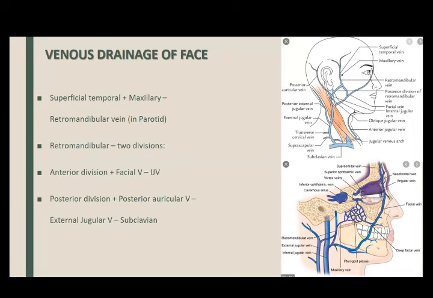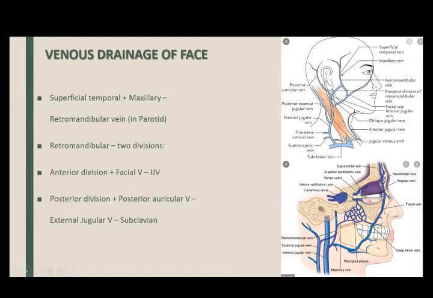इस posterior division में ये देखिए, this posterior division is joined by this vein. This is the posterior auricular vein. Okay? So the posterior auricular vein joins the posterior division of retromandibular to form this vein, which is the external jugular vein. I repeat once again, the posterior division of retromandibular vein joins with the posterior auricular vein to form the external jugular vein. This is the external jugular vein.